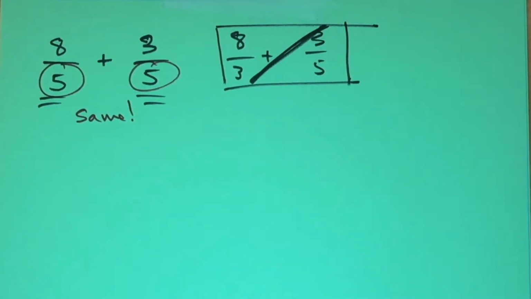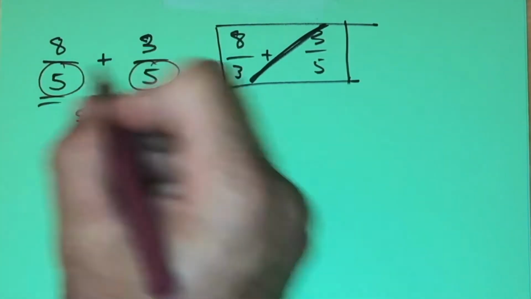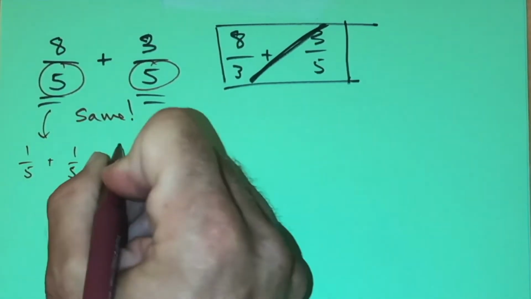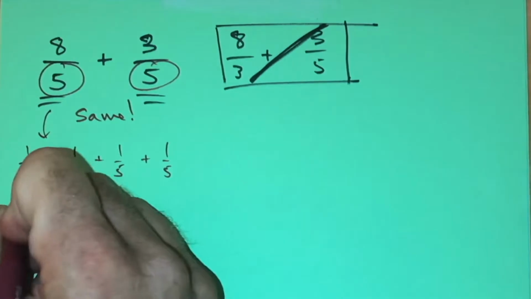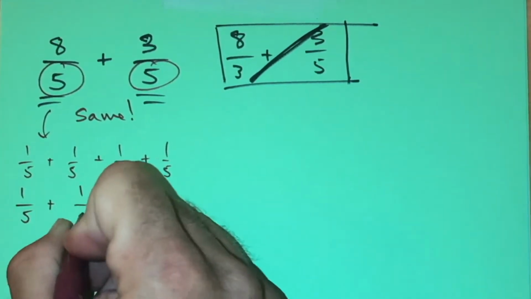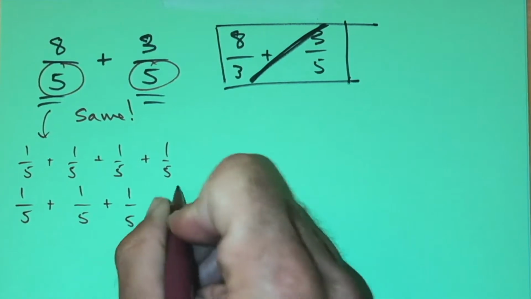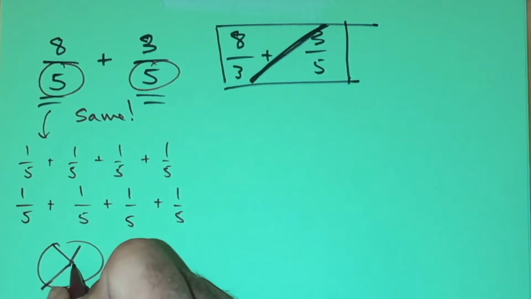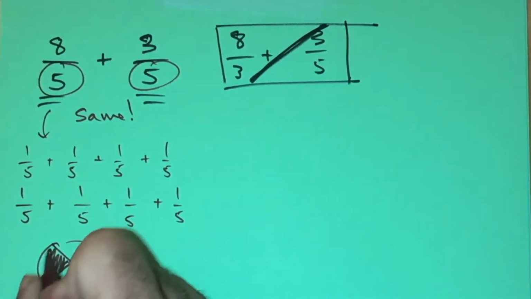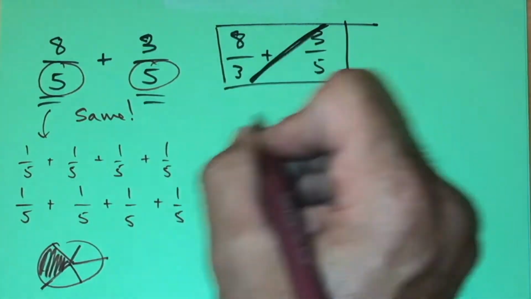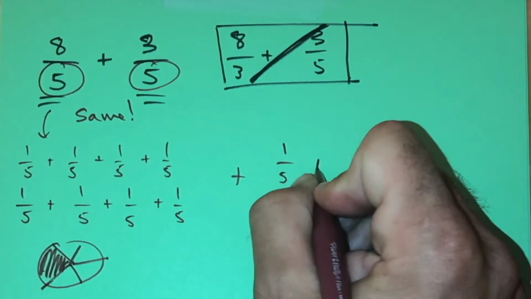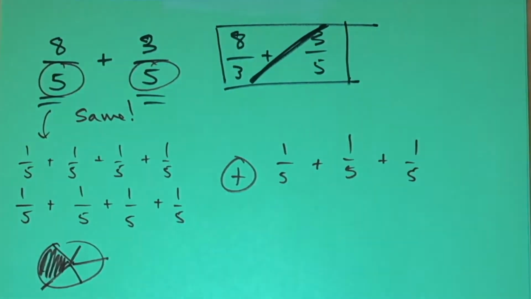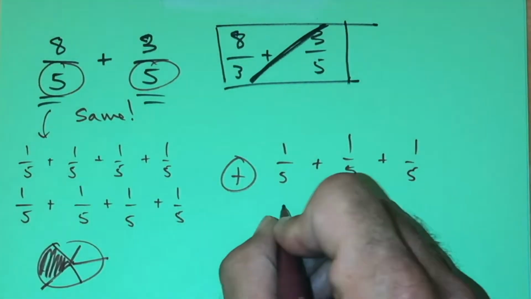And what I'm going to do here is add the tops. So I have 8/5. If I break this down, this may take a second, but I want you to see that I have 8/5. That's what this is saying. I have 8 of these 1/5 pieces of the whole, plus 3 more 1/5 pieces. It's just good to see it visually, and that gives me 11/5.